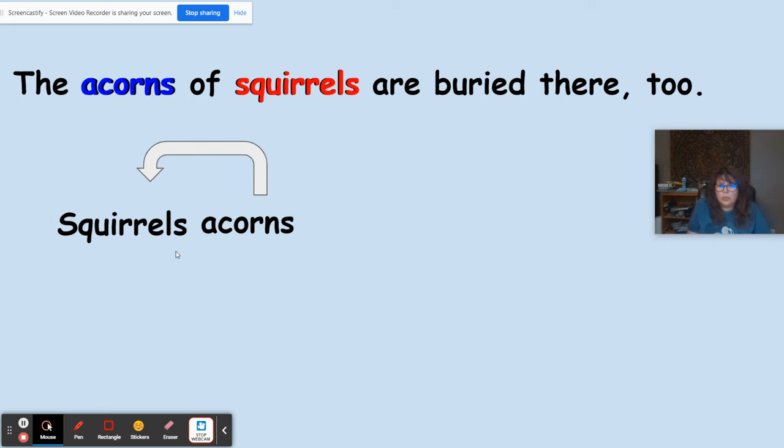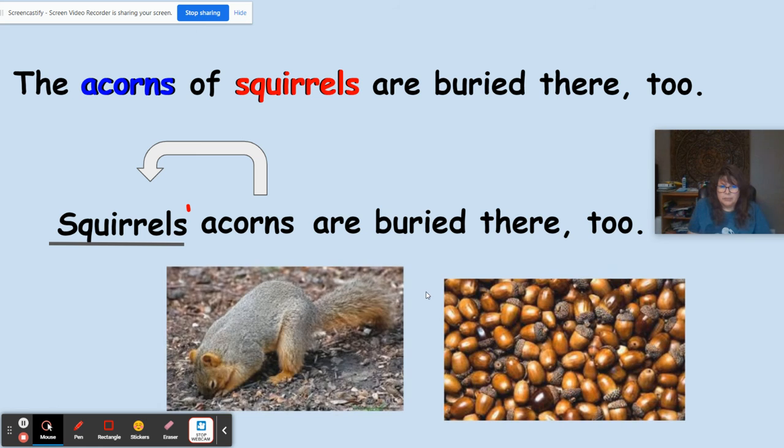And in the word squirrels, it ends with an S and it is plural. So it is a plural noun, but we want to make it a possessive plural. So because it ends with an S, we just add an apostrophe and that makes it a possessive plural. Now we're going to end the sentence, are buried there too. So this is the squirrel and these are the acorns.